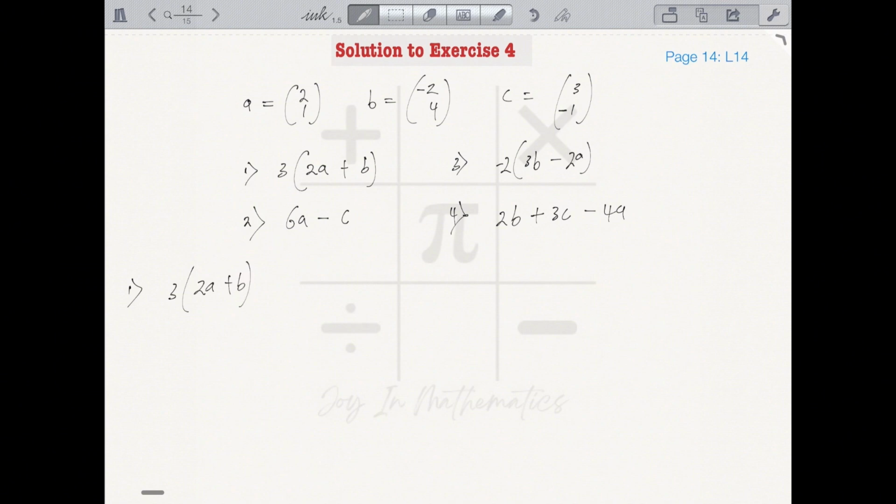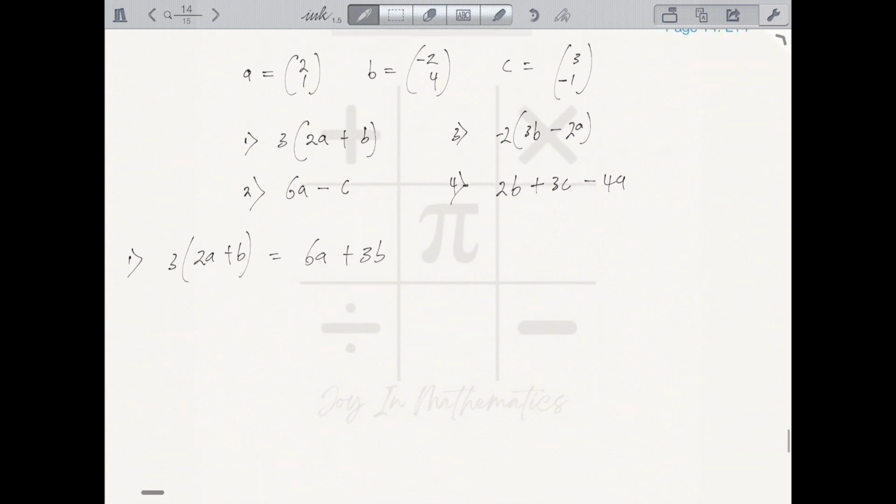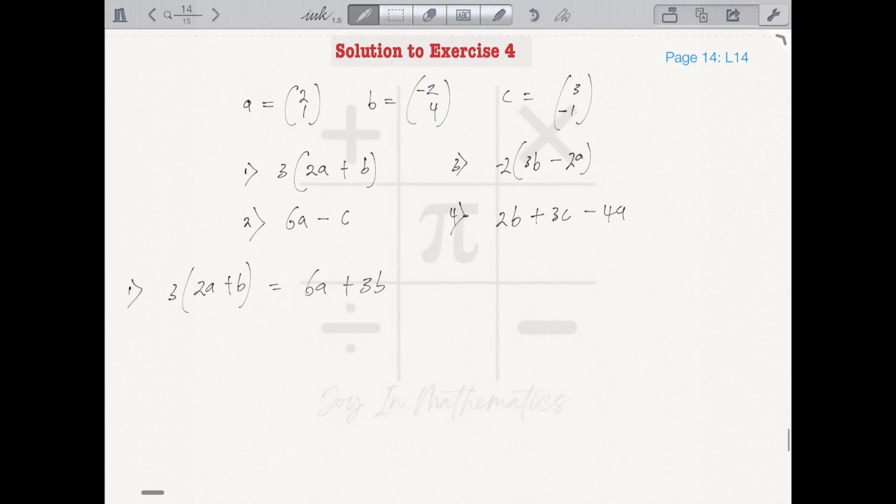Now we can resolve this in any way possible. We can choose to multiply the bracket by 3, and this will give us 6a + 3b, and then we simplify this. Or we solve everything in the bracket first and then perform the scalar multiplication. We'll solve it both ways, and then we'll see if the answers are equal, but they will be equal. So let's begin. 3 multiplied by (2a + b).